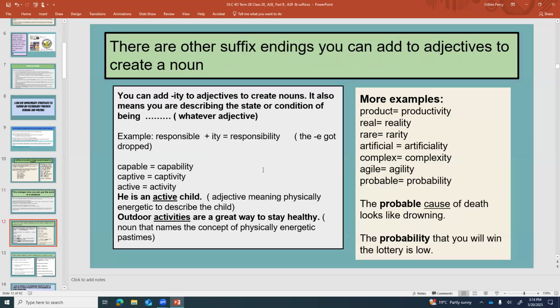There are other suffix endings that you can add to adjectives that will also create a noun. I-T-Y, -ity. Sometimes you'll see it's -ety as well. It's also the idea of the state or condition of something. So responsible plus -ity becomes responsibility, and is like the quality of being responsible. Capable becomes capability, captive, captivity, active, activity.